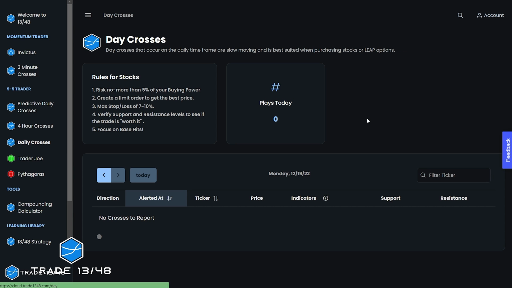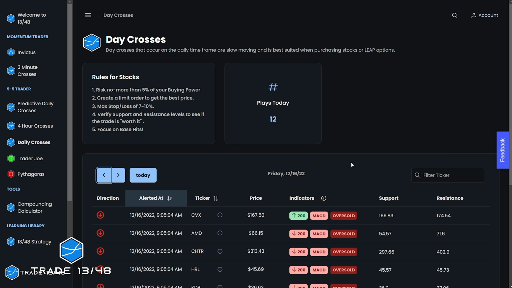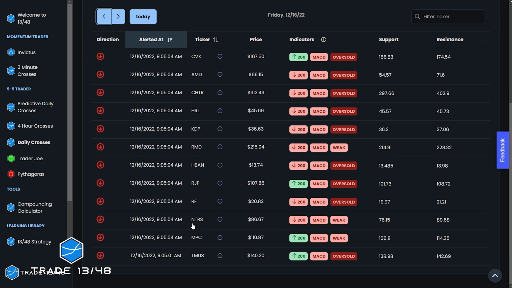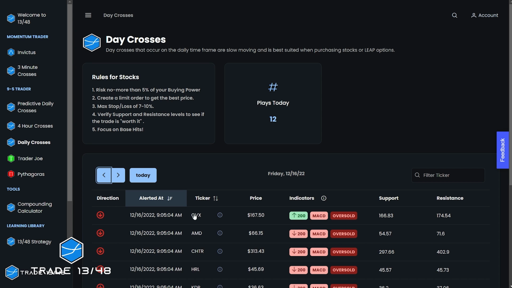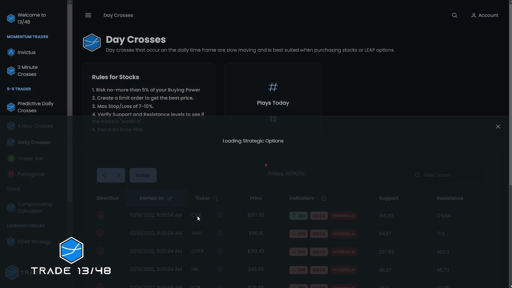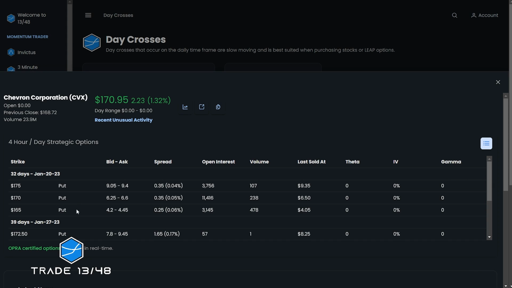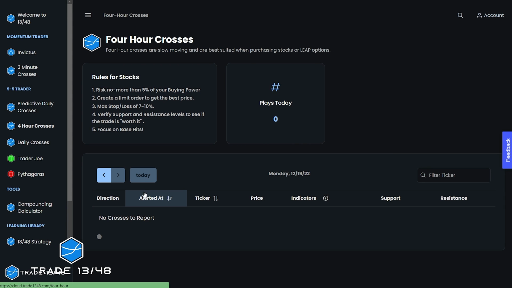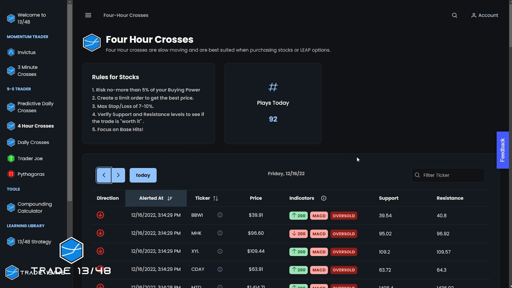Let's check out daily crosses. Our daily crosses are designed for the day trader. As you can see, we have a curated list of tickers, and we'll get into what happens when we expand the ticker and you are introduced to something like this. But I will show you this and highlight this on the day trader menu. Now we have the 4-hour crosses for those who would rather trade in a much calmer time frame.